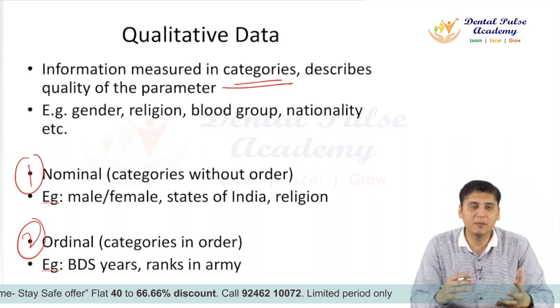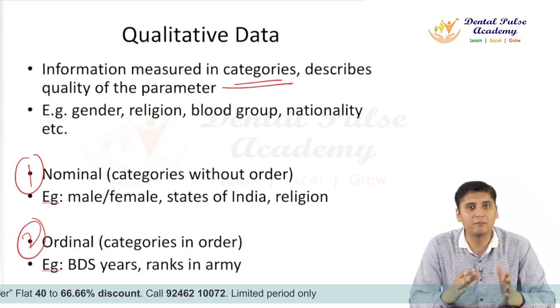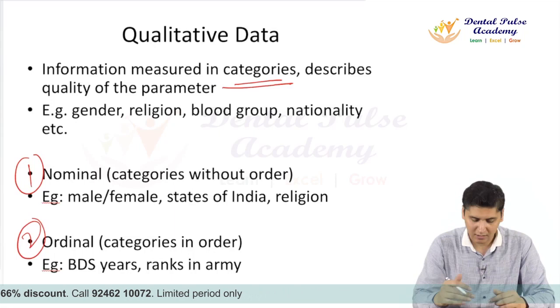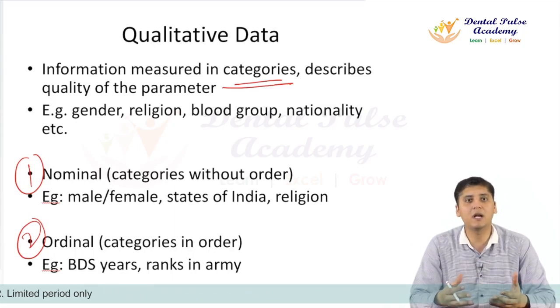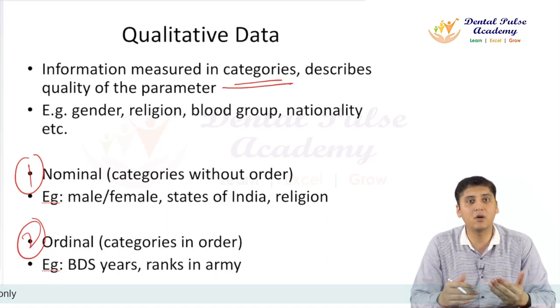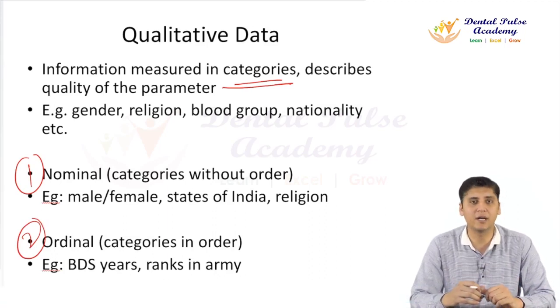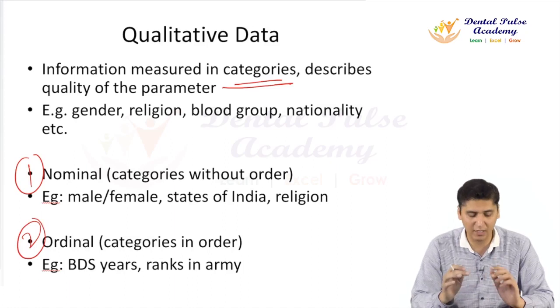Similarly, if you consider pain, mild, moderate, severe pain. So any data which is considered qualitative data, which is recorded as categories and placed in an order, is called ordinal data. If not placed in order, it is nominal data.